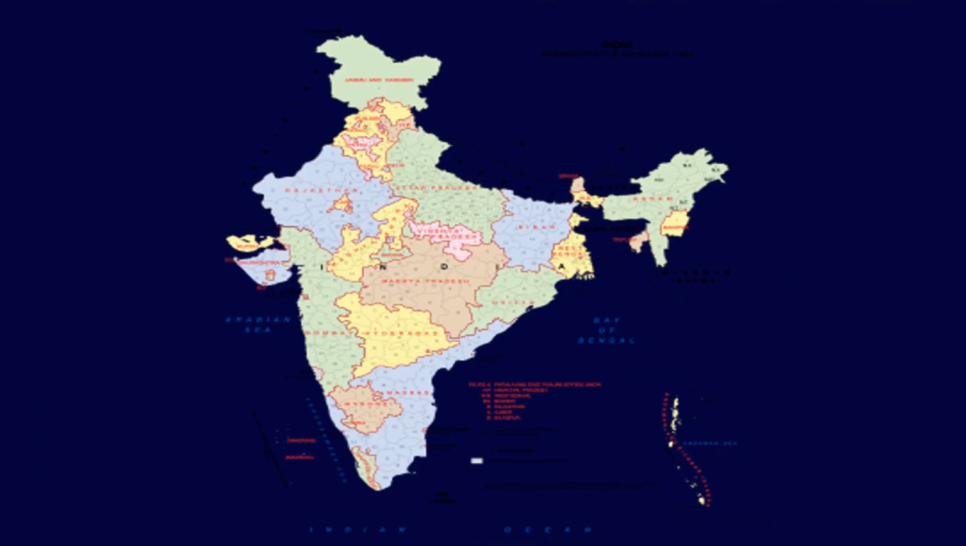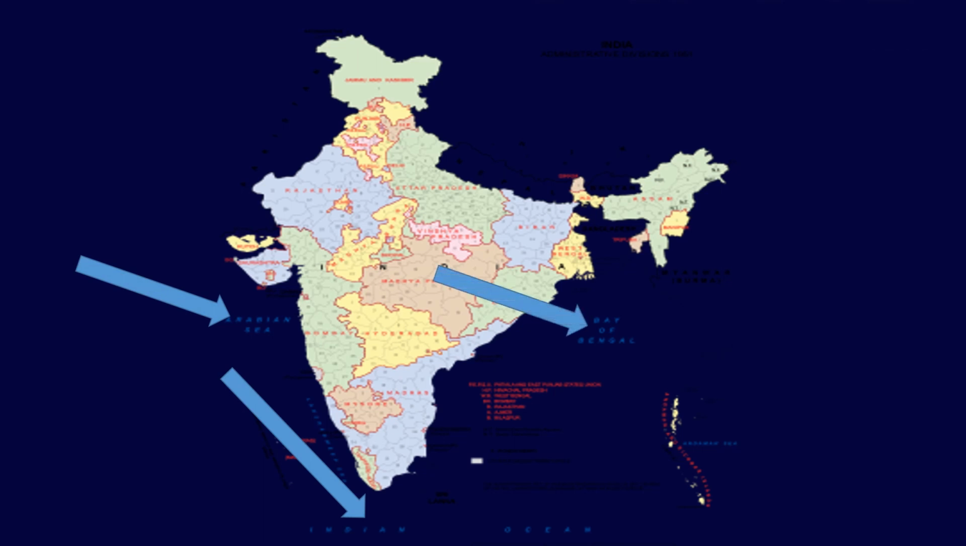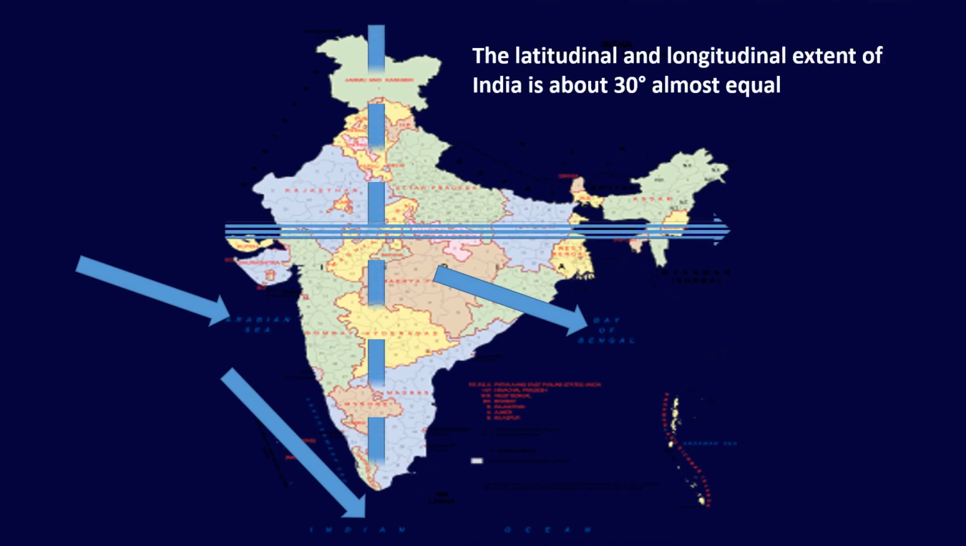Let's talk about the southern part of India. When we see the southern part of India, India becomes narrow towards the Indian Ocean. You can see the Indian Ocean. On the west India has the Arabian Sea, and on the east side India has the Bay of Bengal.